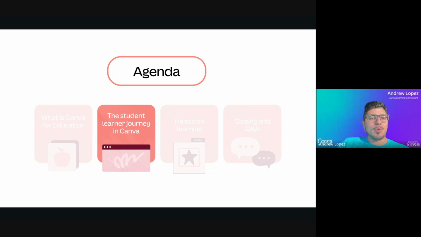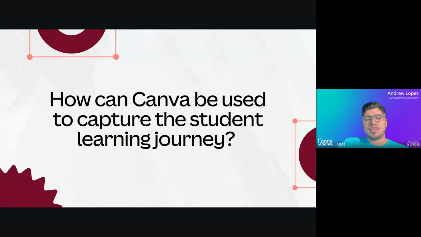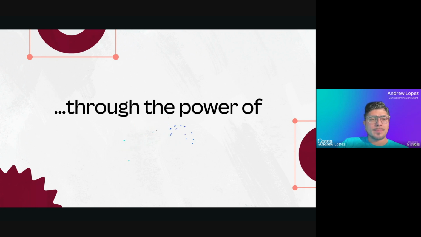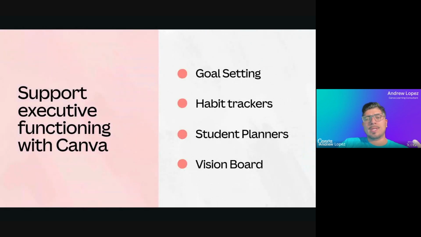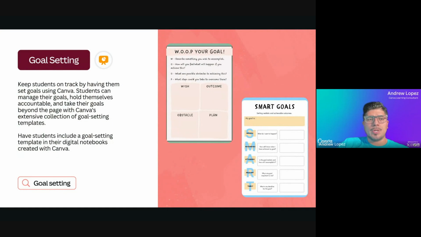So I'm going to share some ways that you can capture student learning using Canva. So you can capture student learning and support executive functioning with Canva. Some of the types of templates that you can find on Canva are goal setting templates, habit trackers, student planners, vision boards.